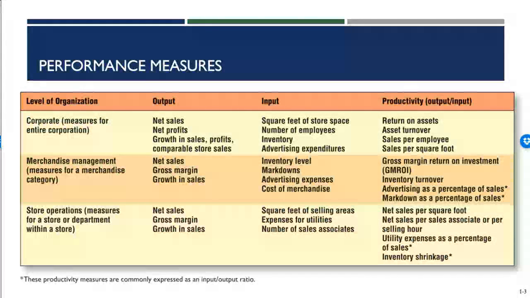And like I said, you'll see us come back to these as we get into some of our chapters, as we start talking about those 6 Ps: product, price, place, promotion, people, presentation. You'll see a lot of these inputs and outputs put together to come up with some of these productivity measures to show how successful we are.